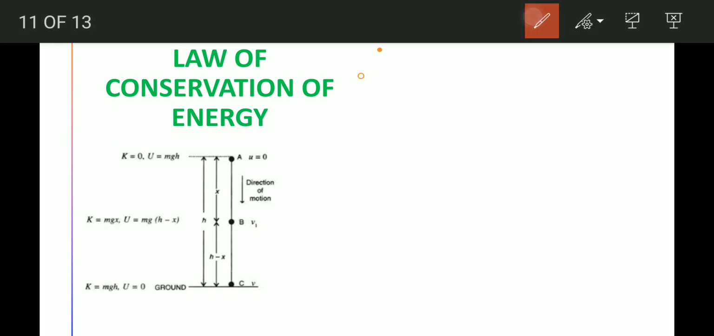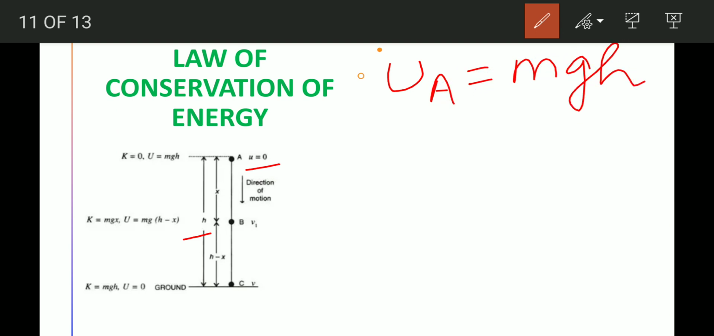At the maximum height, as you can see in the diagram, there is a ball at a height h above the ground as shown in the figure. The ball is at rest, so its initial velocity is 0. So if I ask you to calculate the potential energy at point A, then according to the formula, if the body has mass m, the potential energy will be mgh.